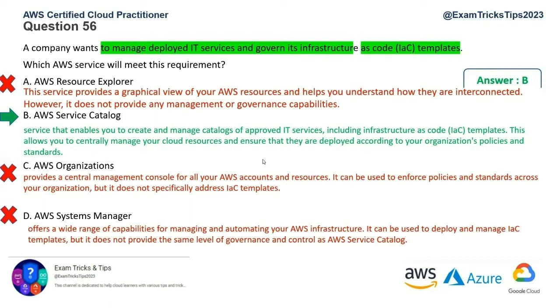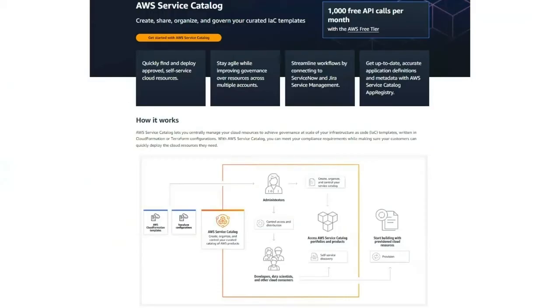Let's quickly glance through some of the documentation related to the services that we are probably looking at for the first time. The first one is AWS Service Catalog. As you can see, the top-level definition tells you that it is for creating, sharing, organizing, and governing your curated IaC templates. That's its purpose. It quickly finds and deploys approved self-service cloud resources. You can also see how it works.